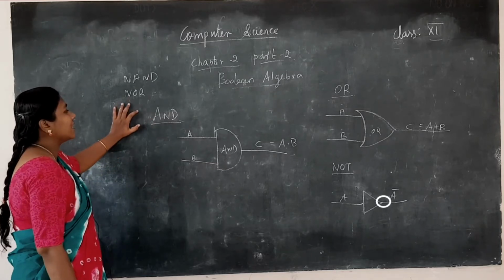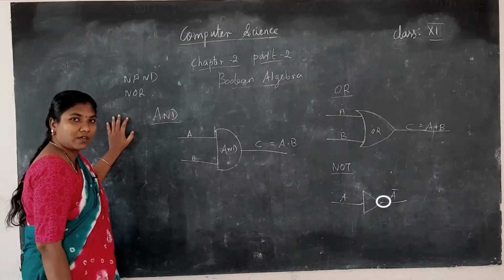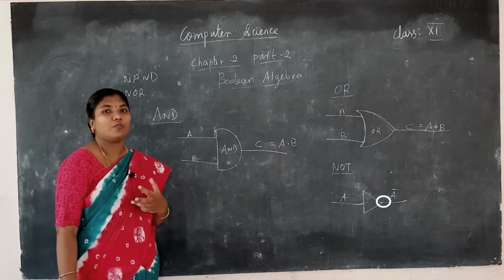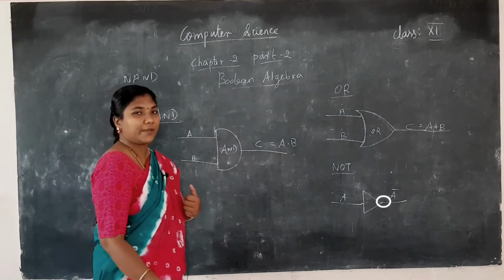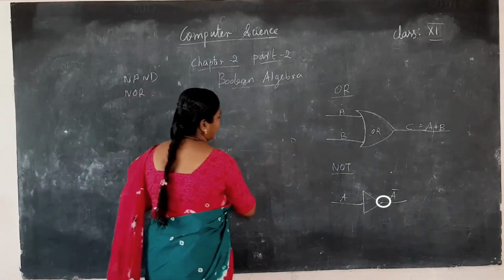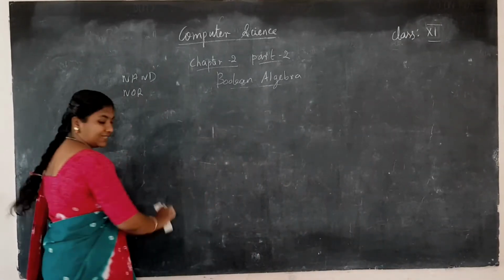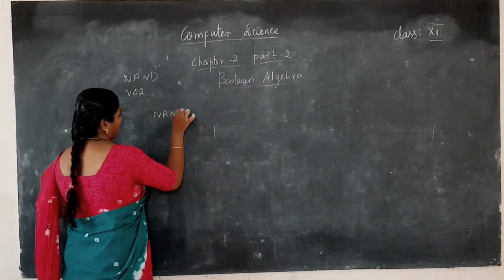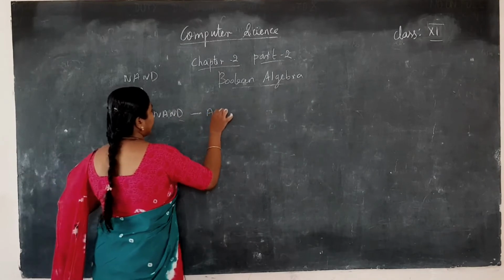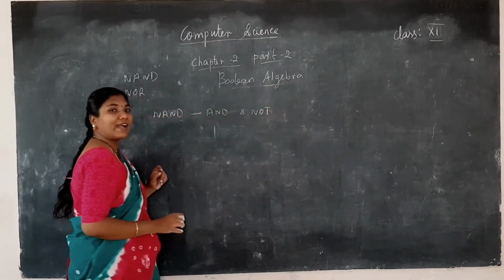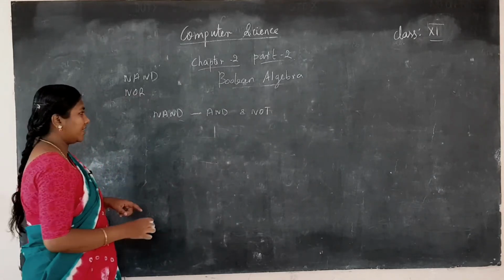Now we will see how this circuit can be drawn, what inputs we have given, and what output we will get. Okay, so let us see now. The NAND gate, as I said earlier, is a combination of AND and NOT. So it is the combination of the AND gate and the NOT gate.